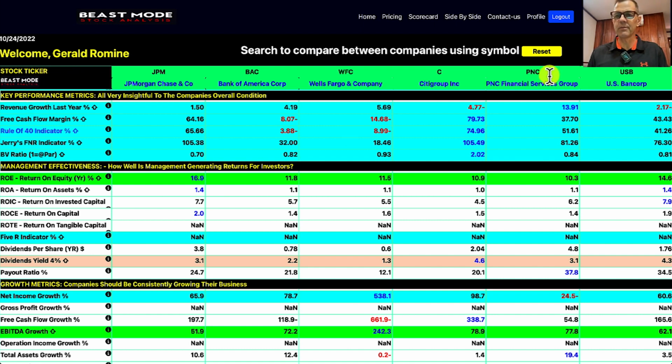Our winner on this one is going to be PNC at 13.91%. For free cash flow margin, our winner is going to be Citigroup, coming in at 79.73%. Then the Rule of 40 indicator, our strongest again here is Citigroup.